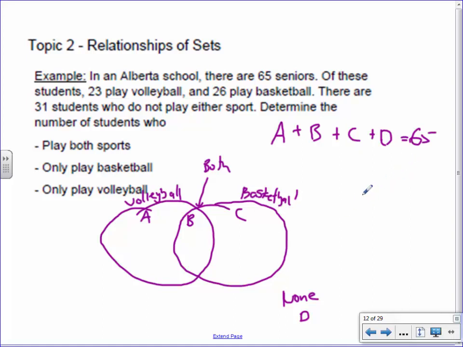Does that make sense? Okay, if 23 play volleyball, what does that mean? Not just A, because A is people who only play volleyball, B is people who play volleyball and also play basketball. Yeah, so A plus B is 23. So using that logic, how does the 26 work then? Good. B plus C is 26. And then it says 31 students don't play either sport. What does that mean? Yeah, D on its own is 31 because D is people who don't do anything.